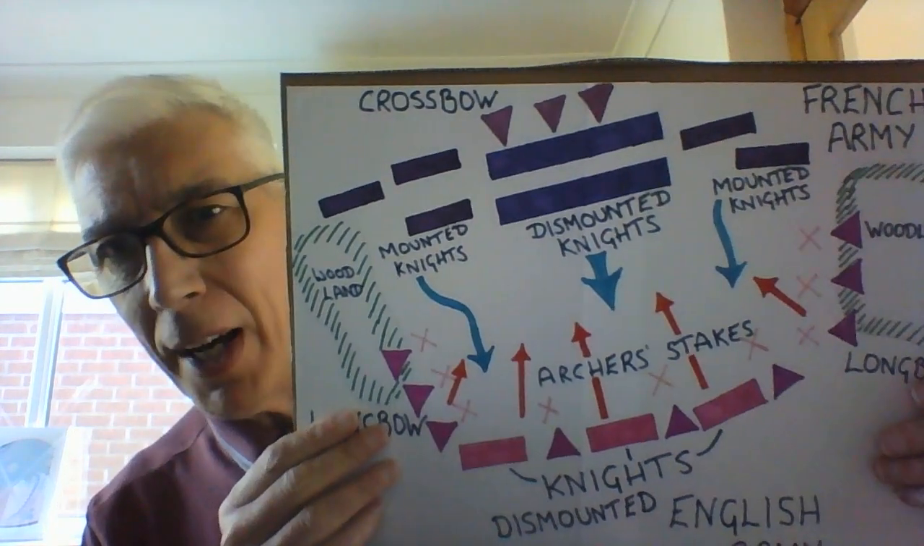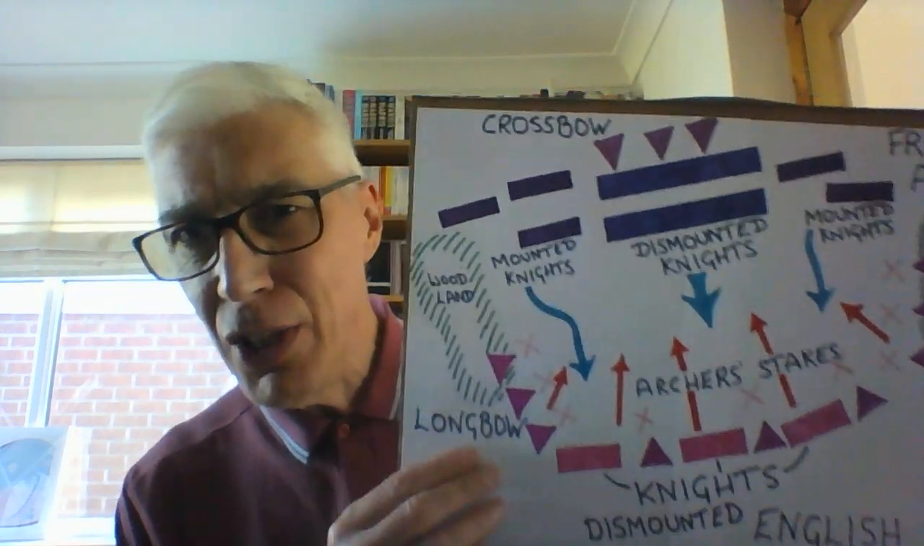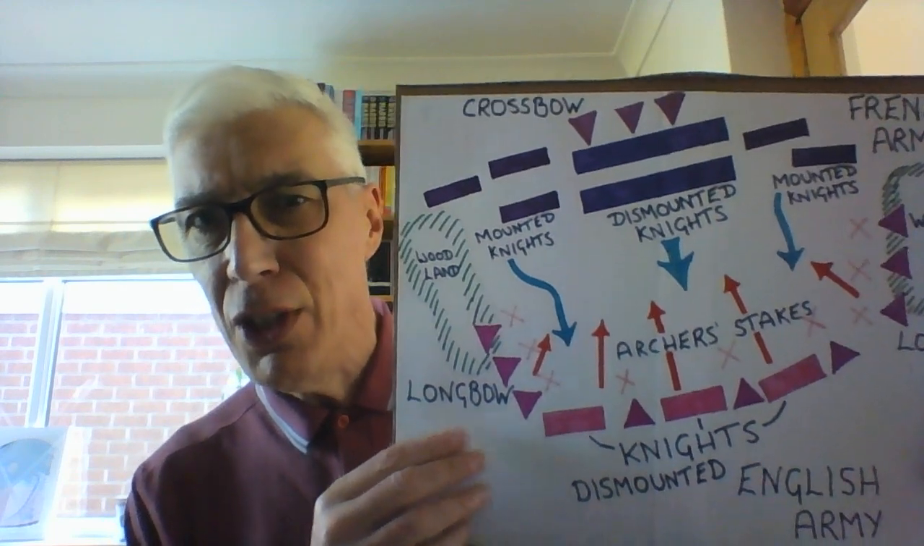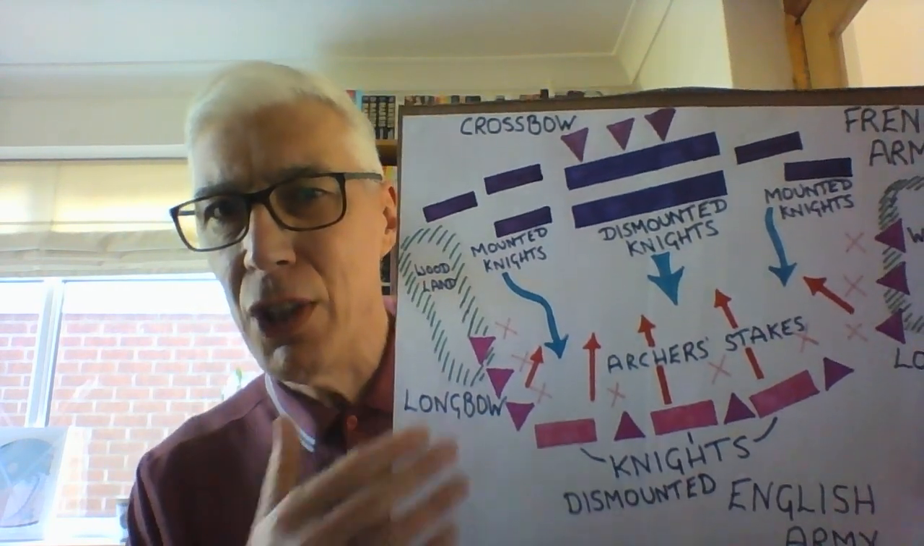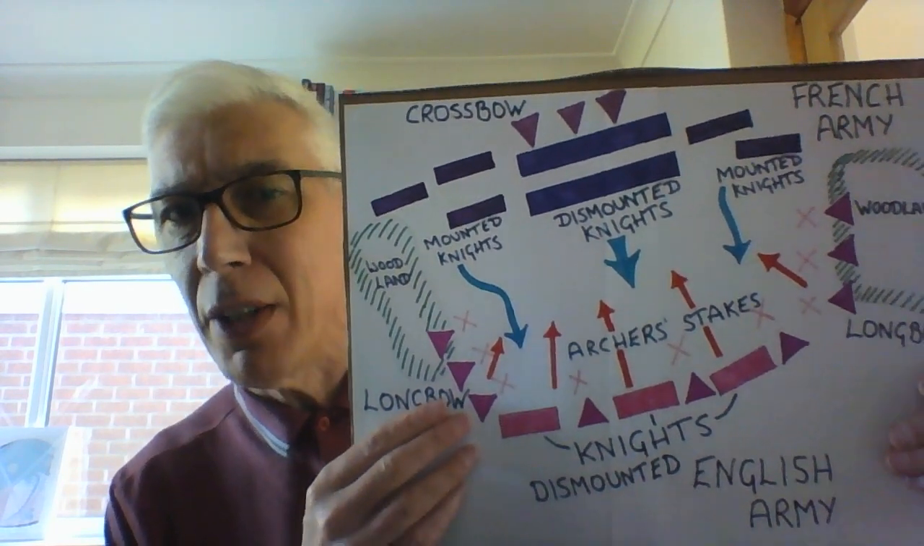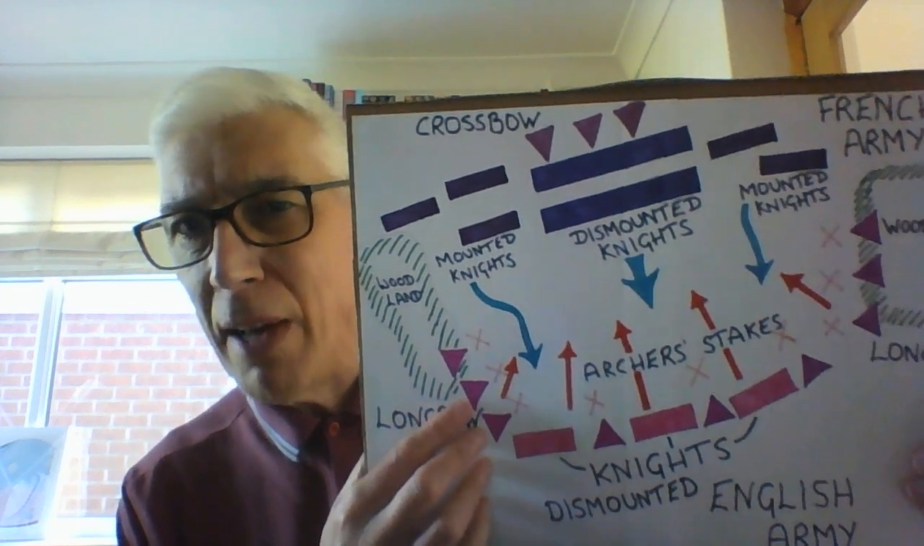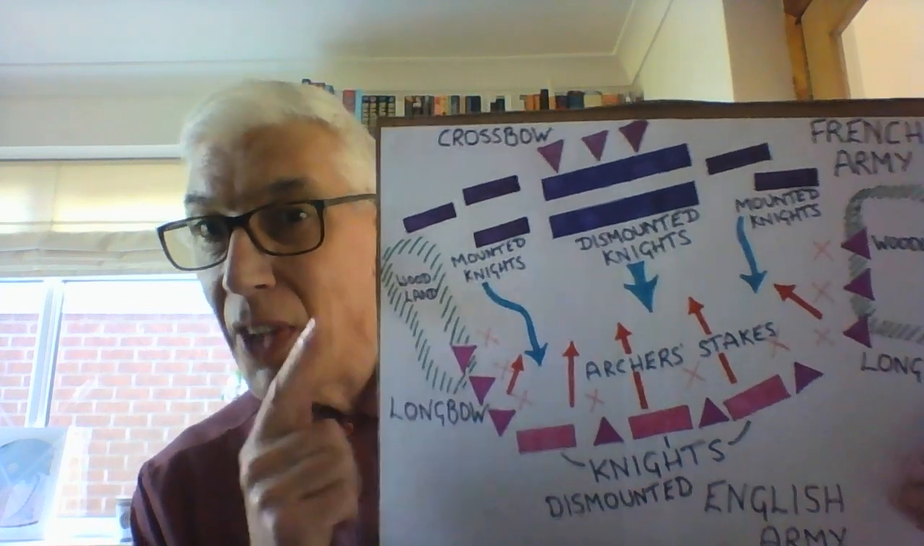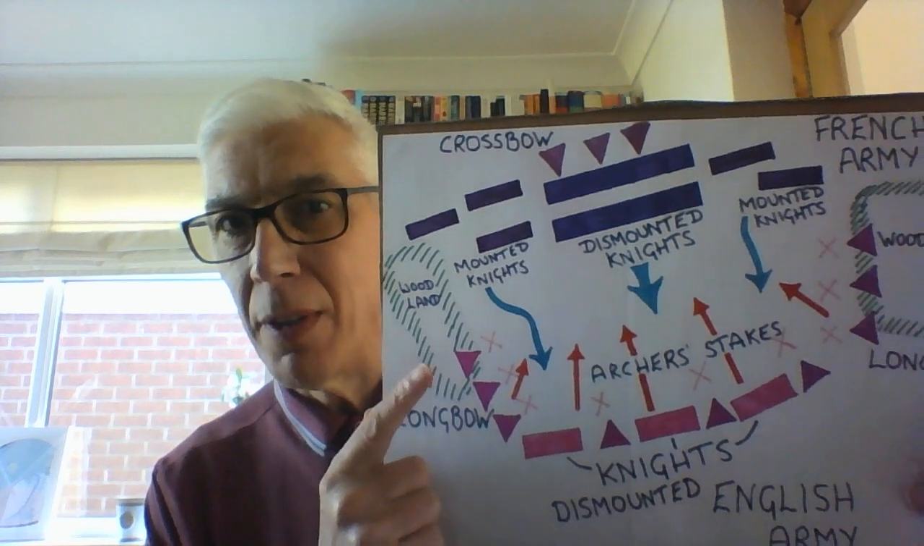Now, this tactic was called galling. G-A-L-L-I-N-G. Galling. Now, the French were outraged. They said, this is not honourable. This is not chivalrous. This is going against the chivalric code. This is dreadful. We hate this. And they got very, very annoyed.